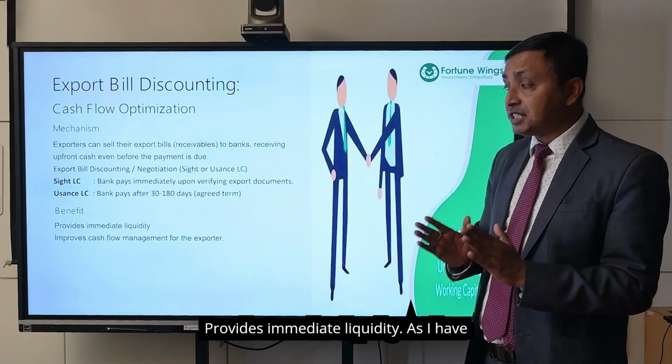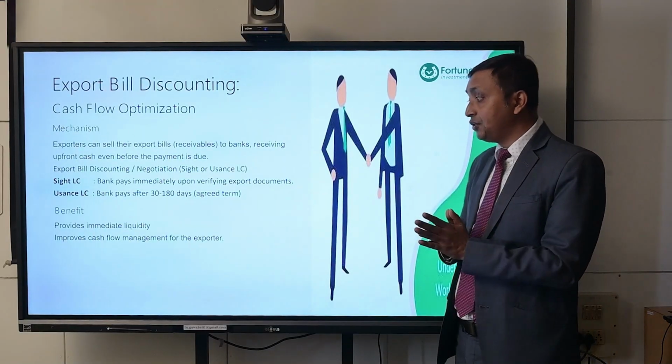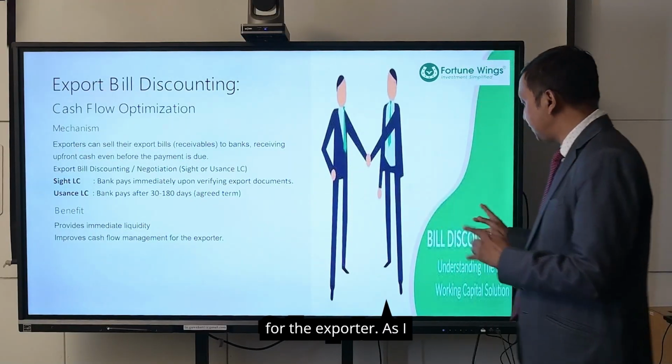Benefits: provides immediate liquidity, as I have told you, improves cash flow management for the exporter, as I have told you.